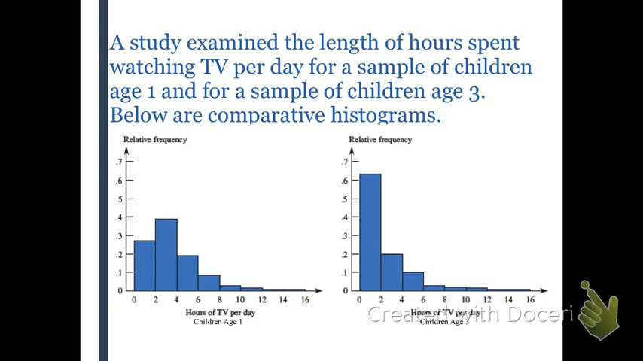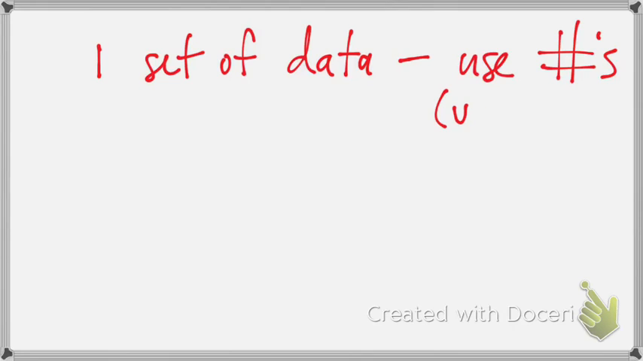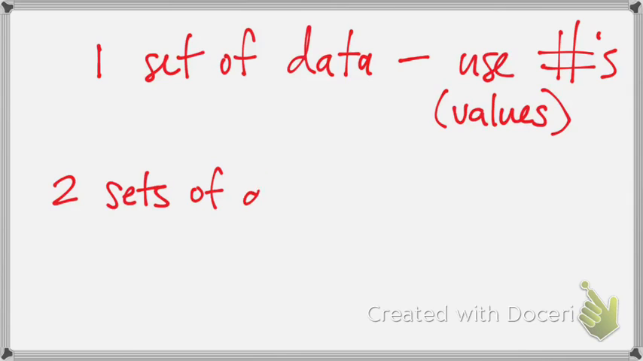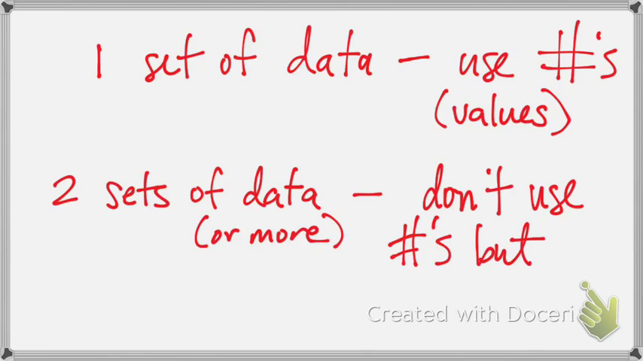That was with one set of data: you give the numbers, use the actual values. When you have two sets of data or more, you don't use numbers. You can, but you don't have to. Use comparative language.